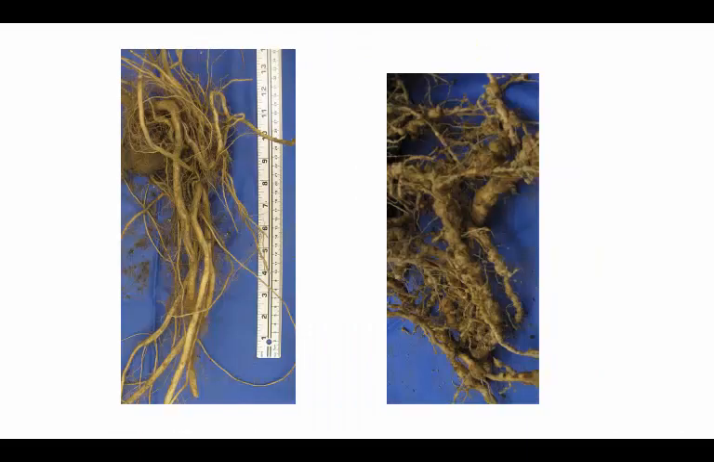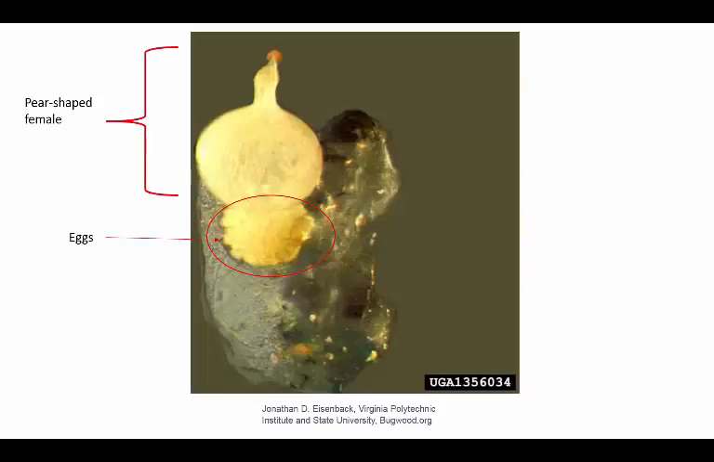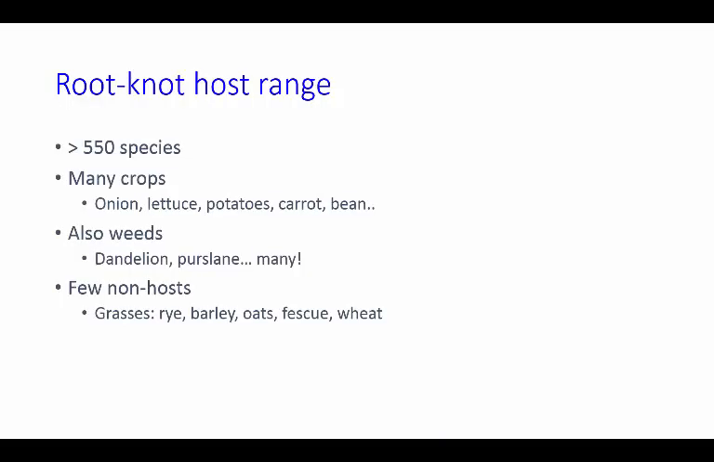On the left, we see a normal tomato root system, and on the right, we see the severe swelling caused by root knot nematode. If we use a microscope and slice into those swellings, we can see the adult female root knot nematode. They're kind of pear-shaped. This one is laying eggs out into a gooey matrix.